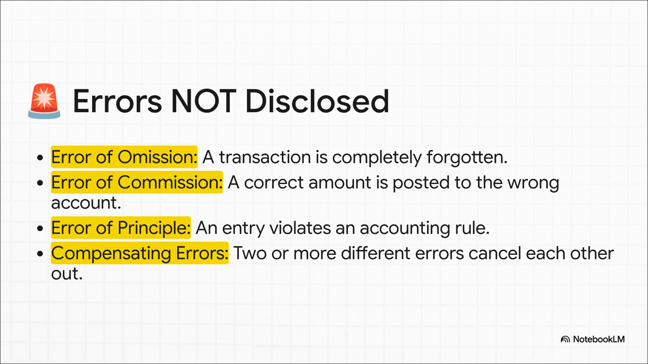For example, the error of omission. That's when you just completely forget to record a transaction. Since you didn't debit anything and you didn't credit anything, the totals still match. The same goes for posting a correct amount to the wrong account or violating an accounting principle. In all these cases, the trial balance looks fine, but the error is still there, hidden.